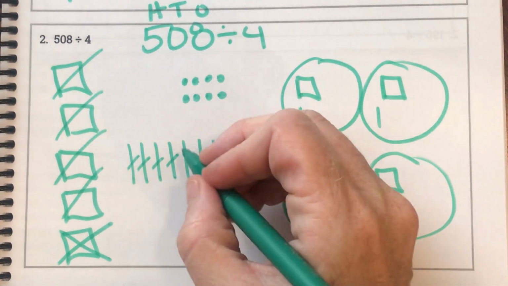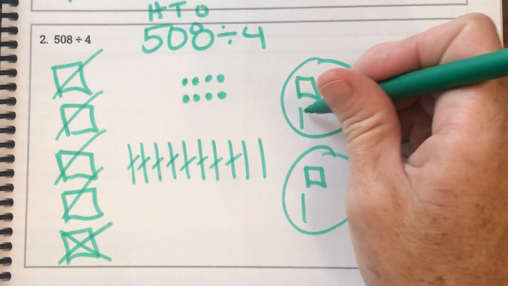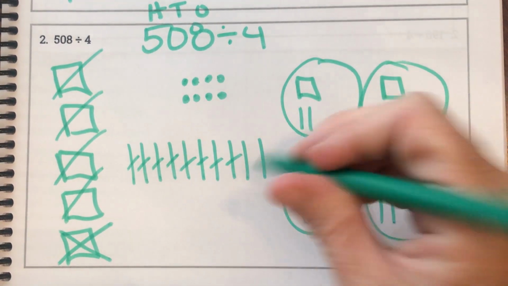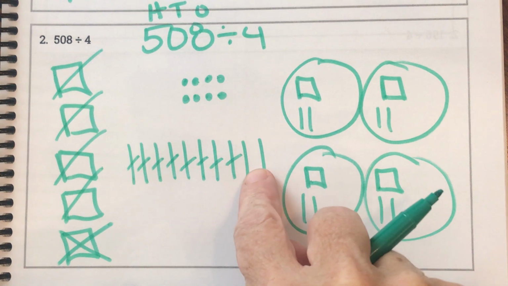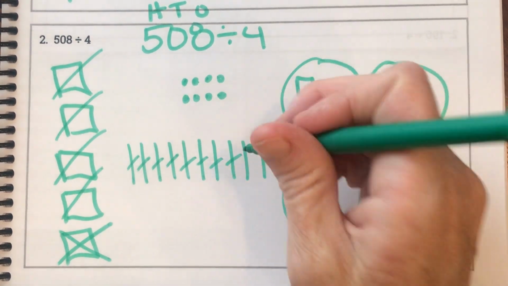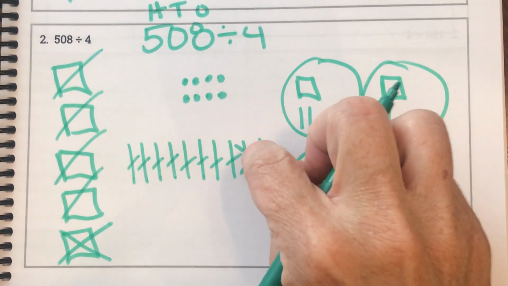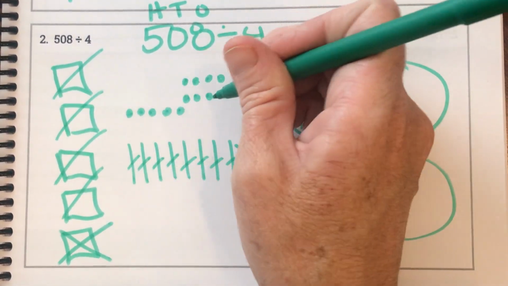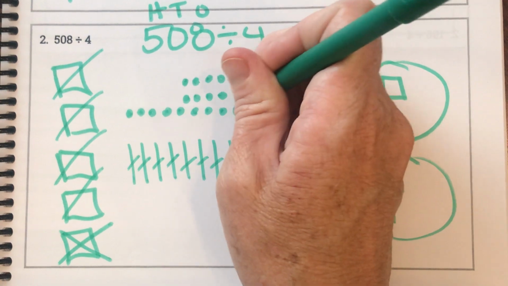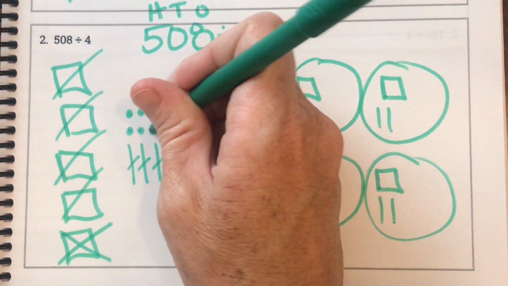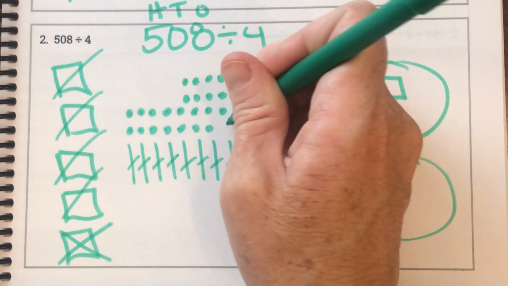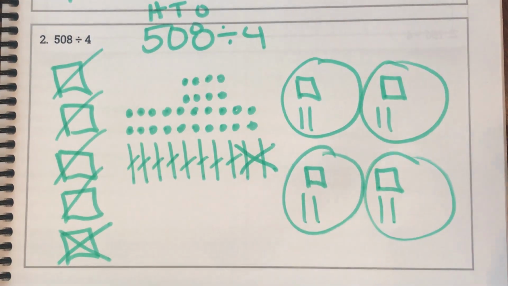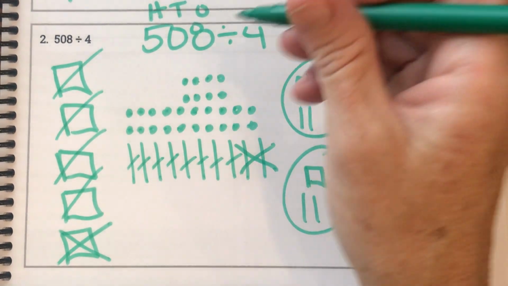Can we pass out more? 1, 2, 3, 4. Yep. Can we pass out more? No, we only have 2 left and we have 4. So we have to unbundle those 2. So 2 ten rods are each worth 10. So that's 10 and another 10. Okay, so let's pass out now our ones.